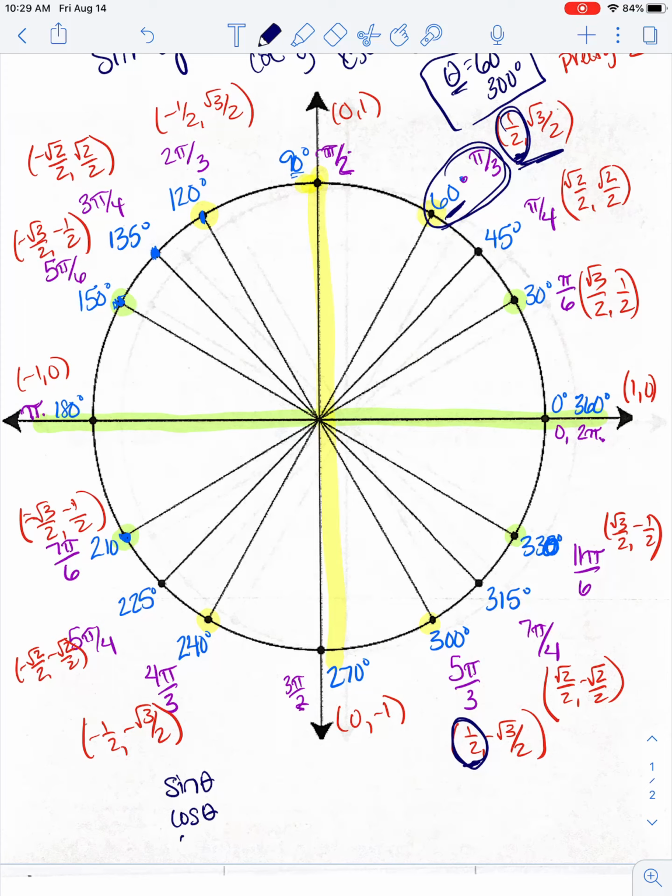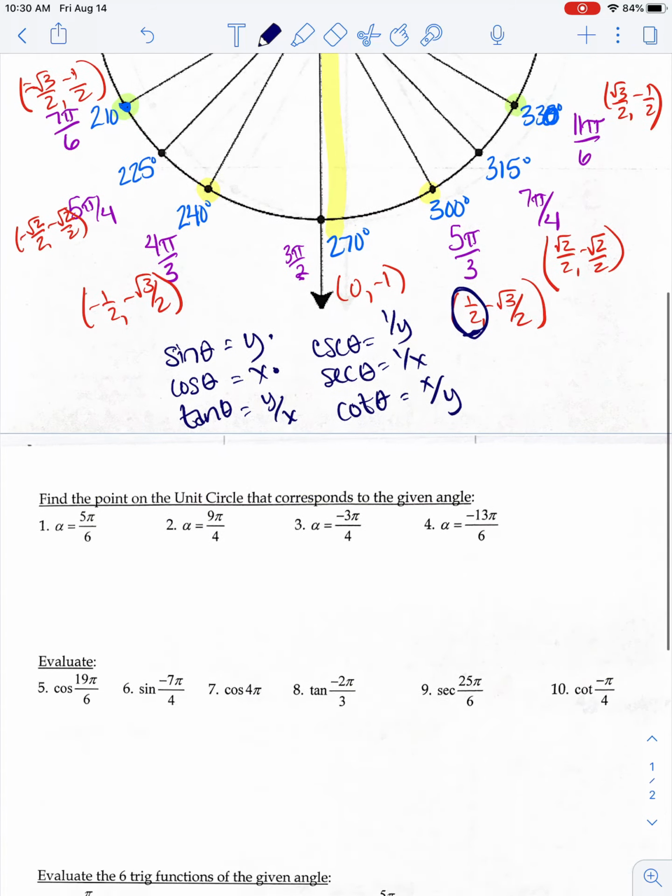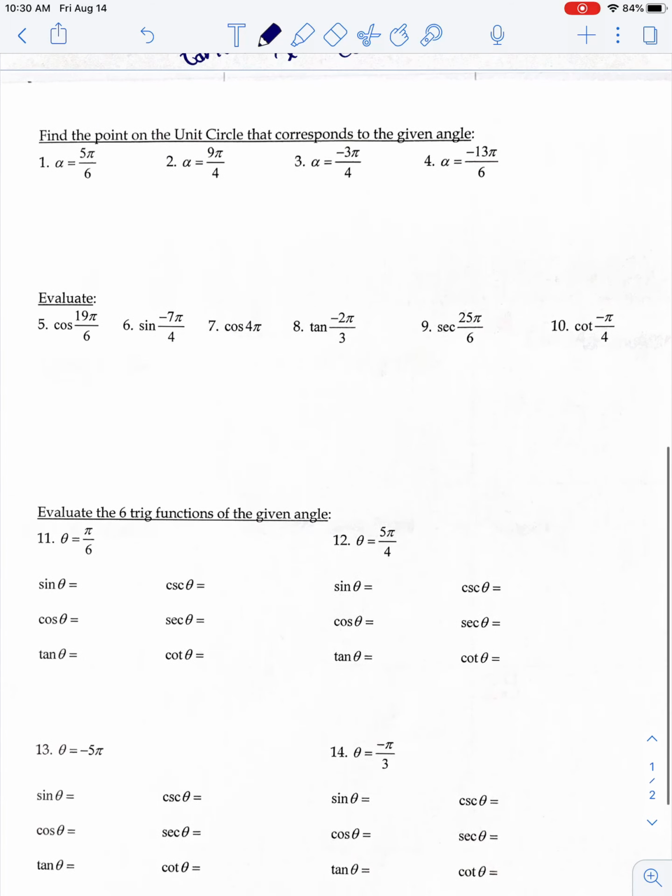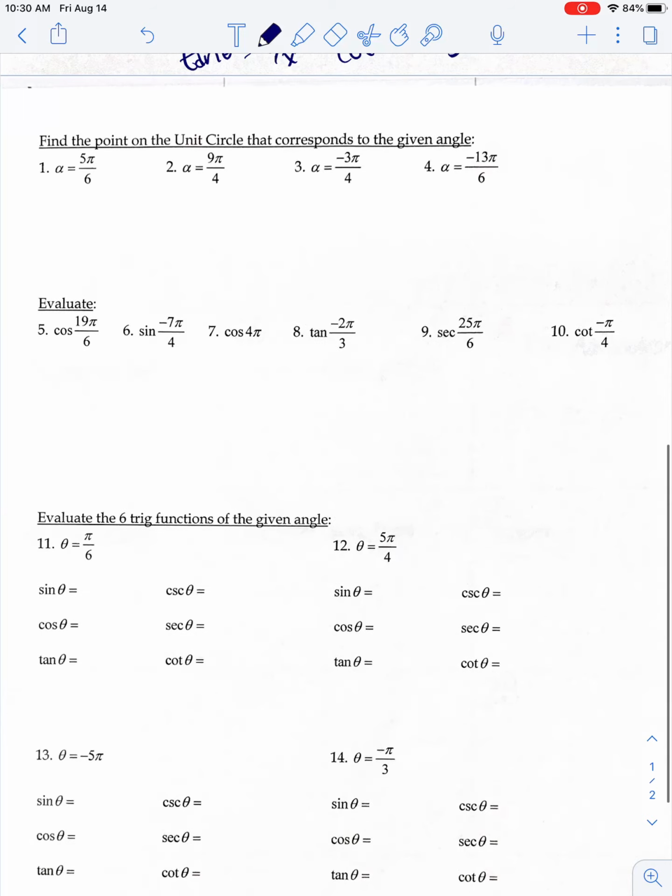So sine of theta, cosine of theta, tangent of theta, and cosecant of theta, secant of theta, and cotangent of theta. You should be having massive pre-cal flashbacks. Sine is your y, cosine is your x, tangent's y over x. Remember we said it's that one over that one. And cosecant is 1 over y, secant is 1 over x, and cotangent is x over y. Okay, so now let's use them.